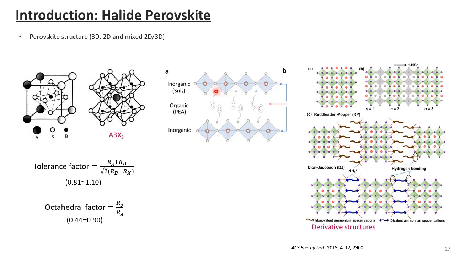One layer is lead iodide or tin iodide in the corner-sharing perovskite, and the other layer is an organic cation such as phenylethyl ammonium. Therefore this 2D perovskite has shown better air stability compared with the 3D, because the organic molecules can encapsulate the inorganic octahedral structure against moisture or air attack. Another structure is a mixed 2D and 3D perovskite. Today I'm going to talk about the 2D perovskite transistor first, then go to the 3D perovskite.